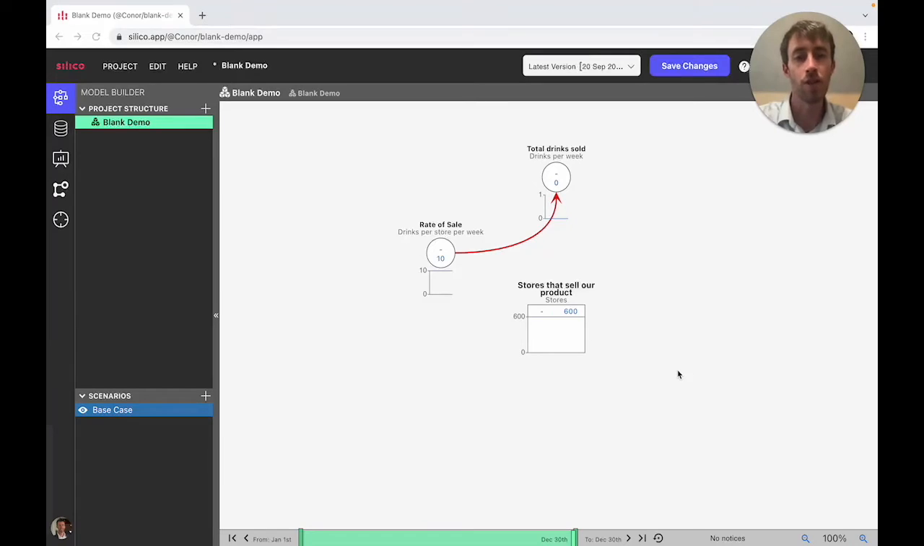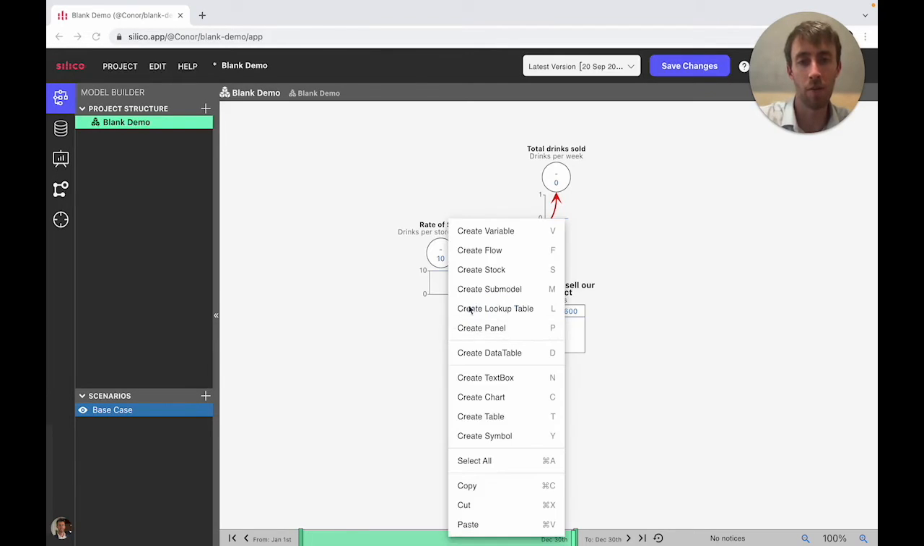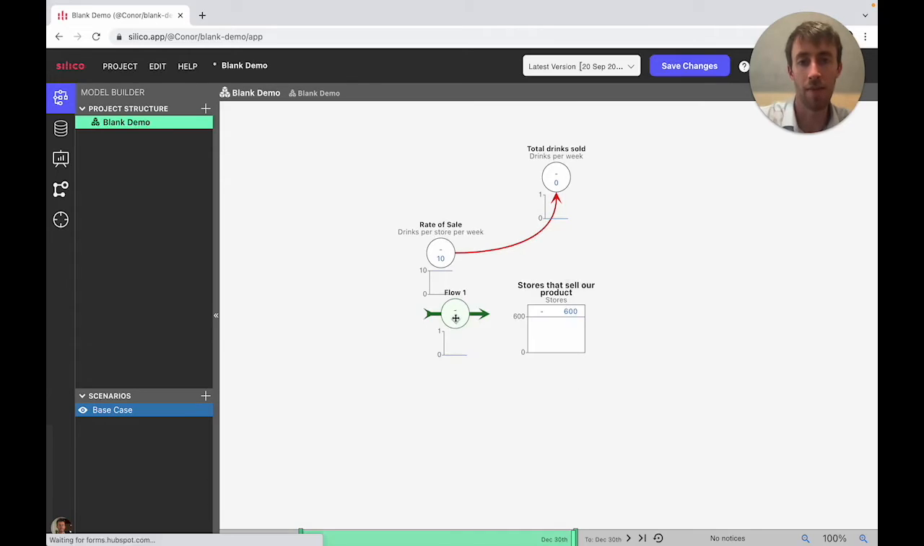So flows are used to represent how stocks change over time. So there's 2 types of flows essentially. There's inflows and outflows. So inflows increase the value of a stock, whereas outflows decrease the value of a stock. So again, if we right click, we can introduce a flow through this clicking just here, or else we can press F as a shortcut. And inflows look like this.